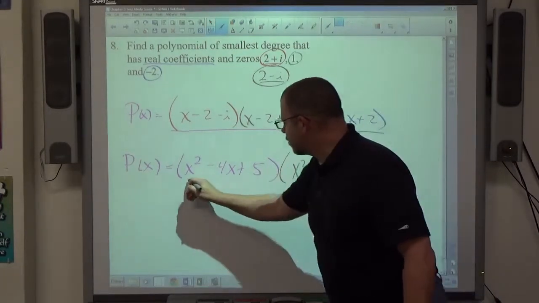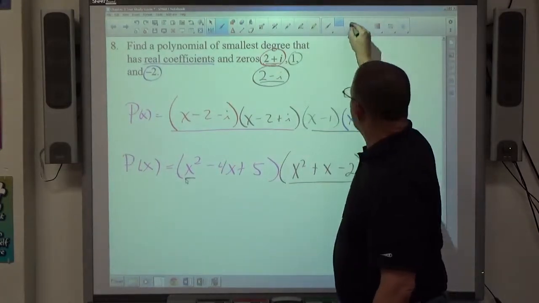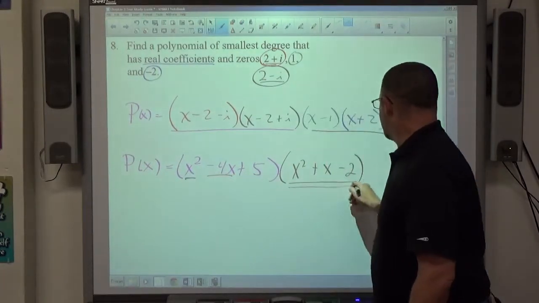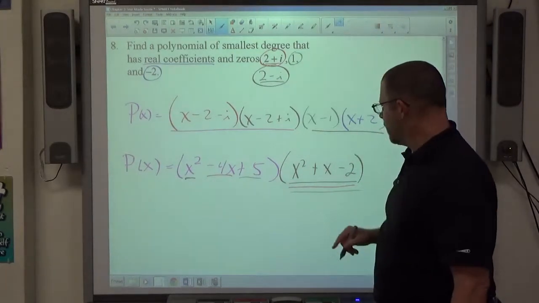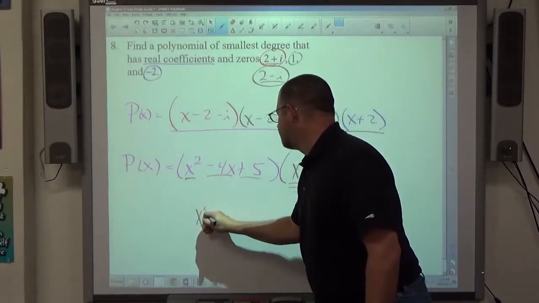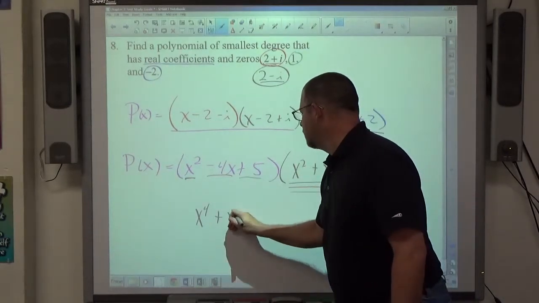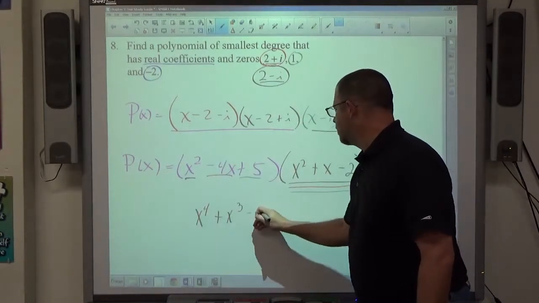So I'm going to take x squared times everything. I'm going to take negative 4x times everything. I'm going to take positive 5 times everything. So if I do all three of those multiplications, I'm going to get x to the 4th plus x cubed minus 2x squared.